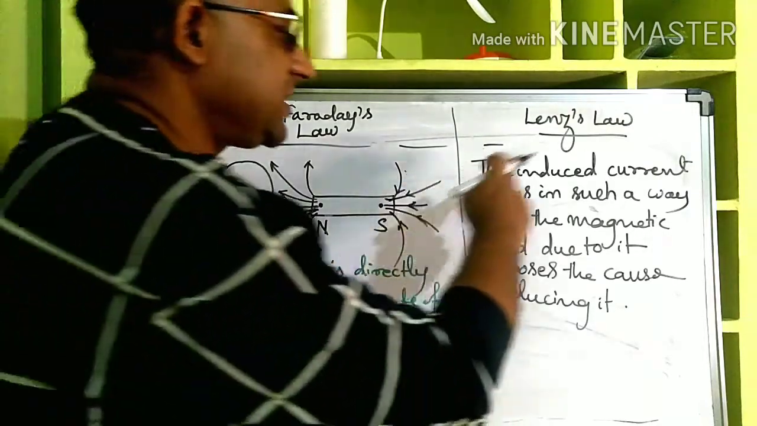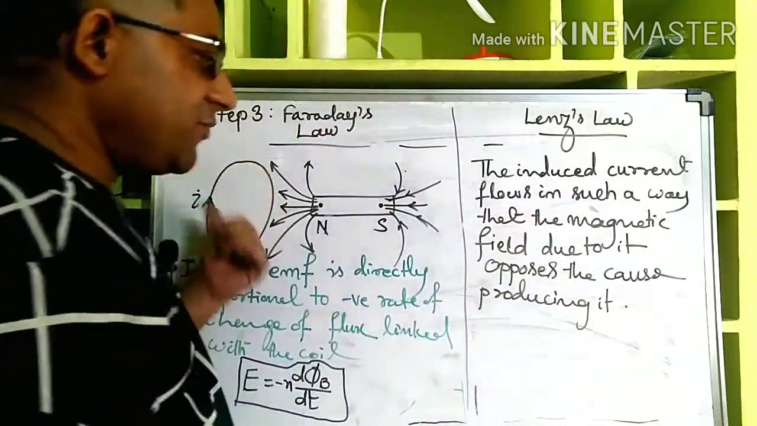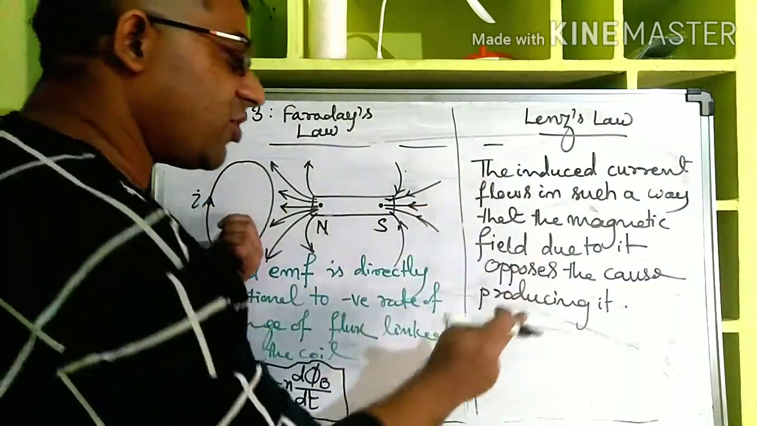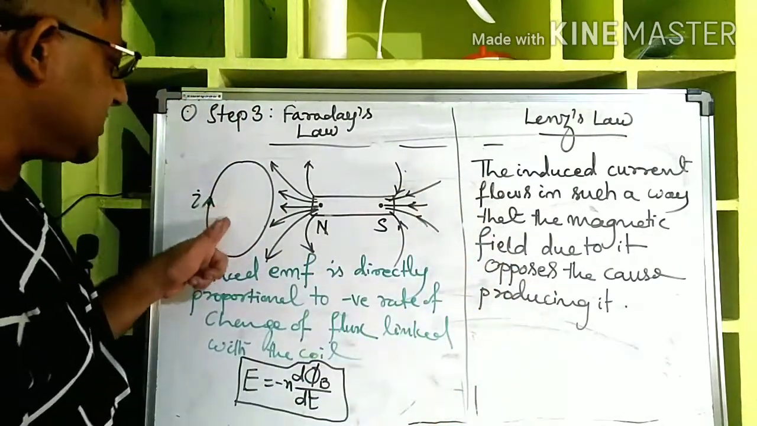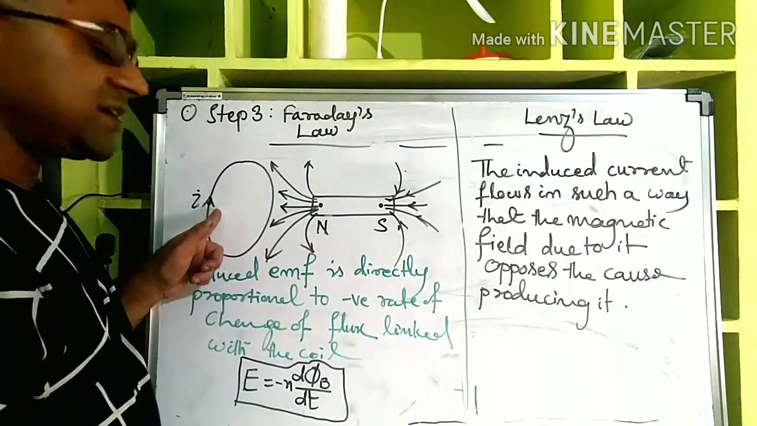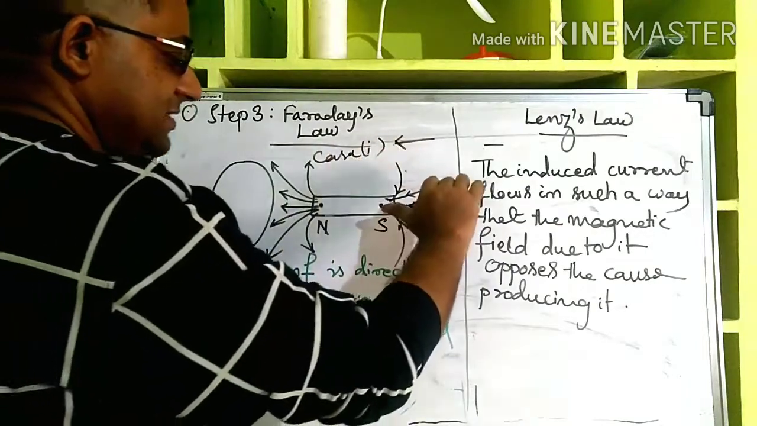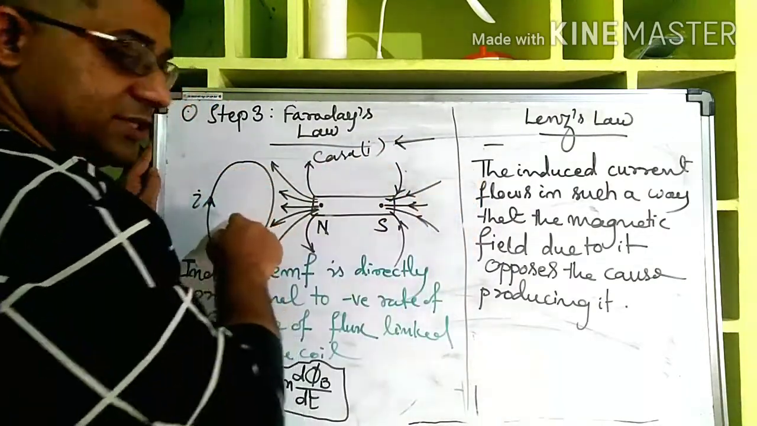The induced current flows in such a way that the magnetic field due to it opposes the cause producing it. Now, what is the cause of this current? What is the cause which produced it? Movement of the magnet, right? Case 1, let us say the north pole is brought near to this.